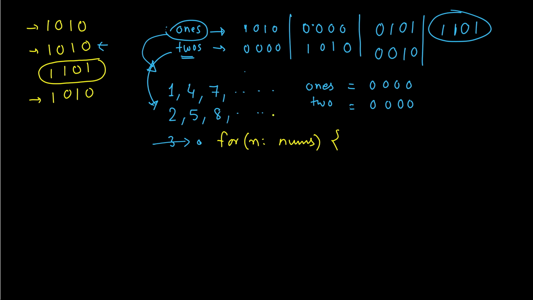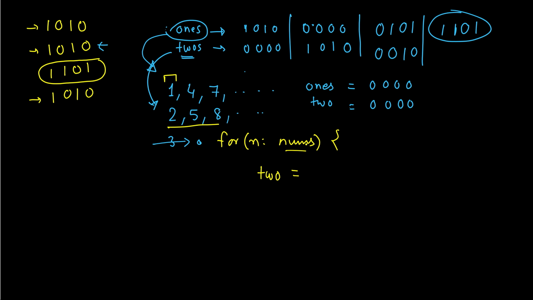So let's say these are stored in the nums array. After each iteration, this invariant is true: the bits of ones are set for the bits which have occurred 1 time, 4 times, 7 times, or we will think of it as just 1 time also. These are all equivalent to 1. And twos has the bits that have occurred twice.